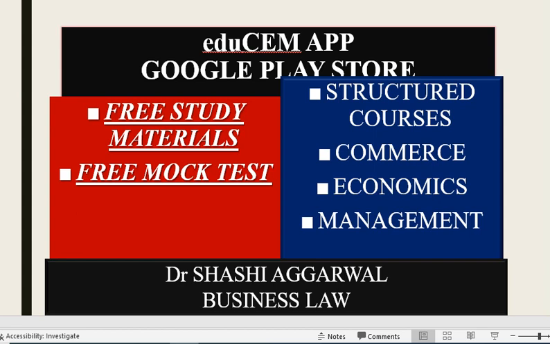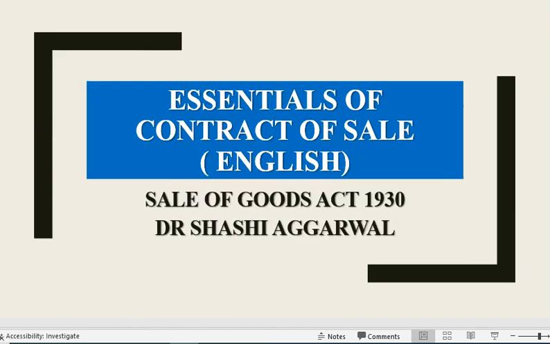Today our subject is business law, the act is the Sale of Goods Act 1930, and the topic is very important: the essentials of the contract of sale. So what are the essential elements of the contract of sale?